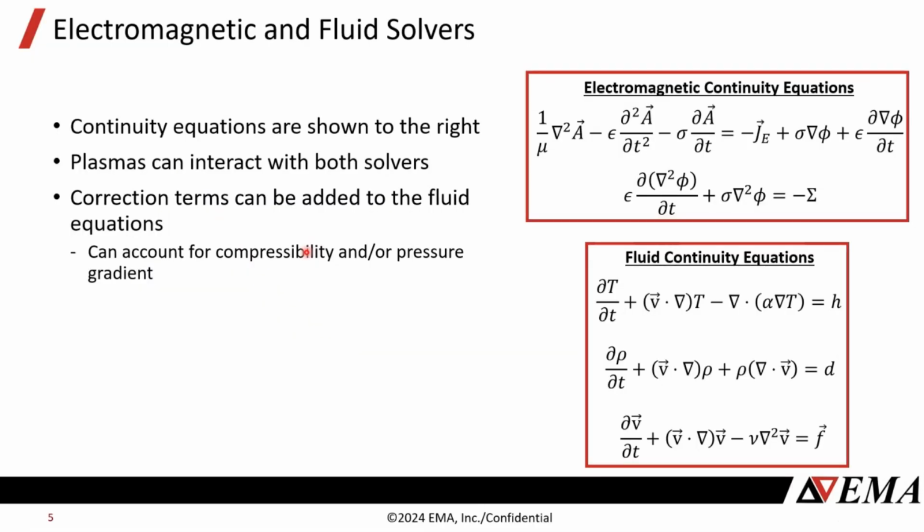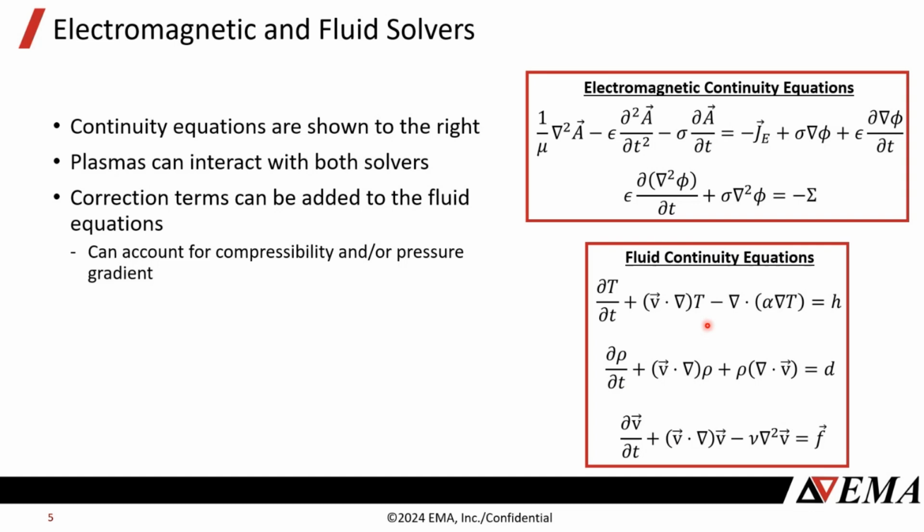So starting off with the overview of the solvers, this is going to be very brief here, but we construct a set of continuity equations for both our electromagnetic and our fluid solvers. The electromagnetic continuity equations are shown up here, and this is for our full wave solver. These equations are then converted to a matrix form, which are solved using what is known as the Galerkin method. And we are solving for the potentials, and then we get the electromagnetic fields from those potentials.